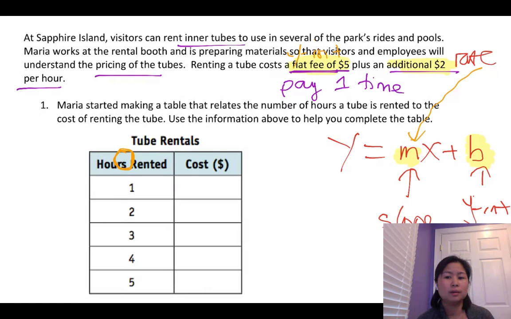if you rent a tube, it costs you a flat fee of $5. So without doing anything, you have to pay $5 just to rent the tube. And then every additional hour that you rent, you're gonna have to pay $2 more. So can you either type in the chat or unmute and tell me at 0 hours, how much do I have to pay?